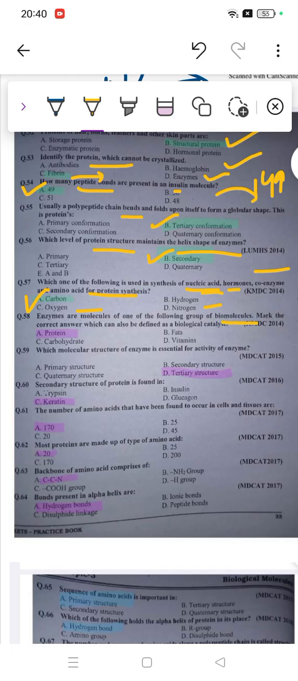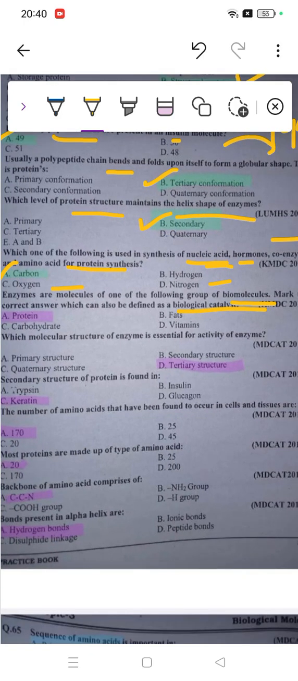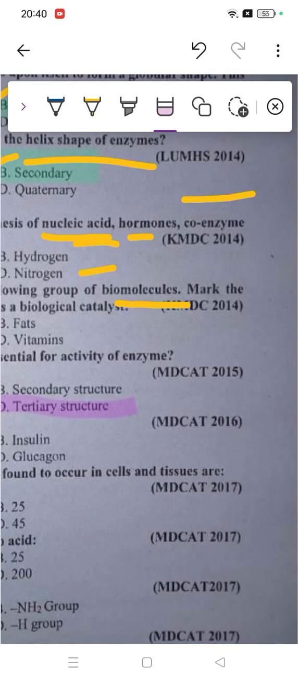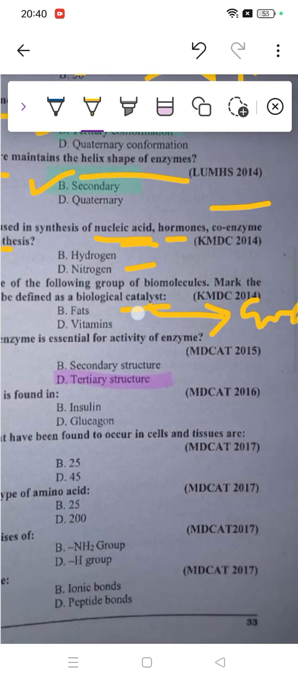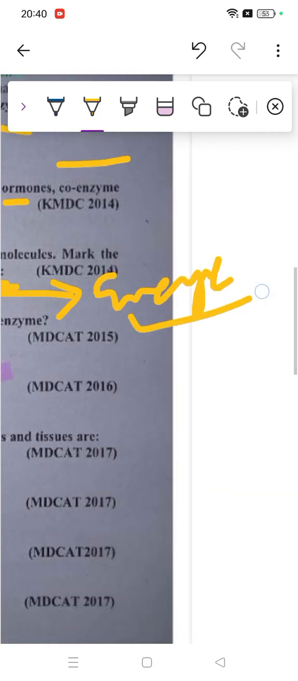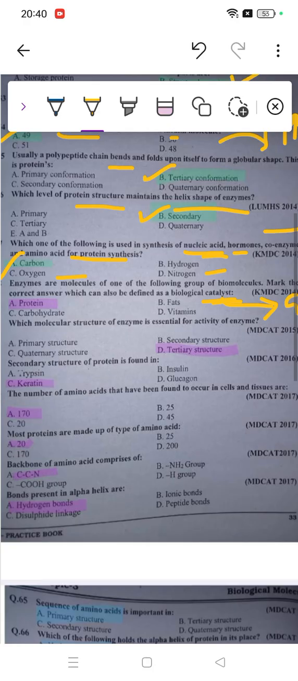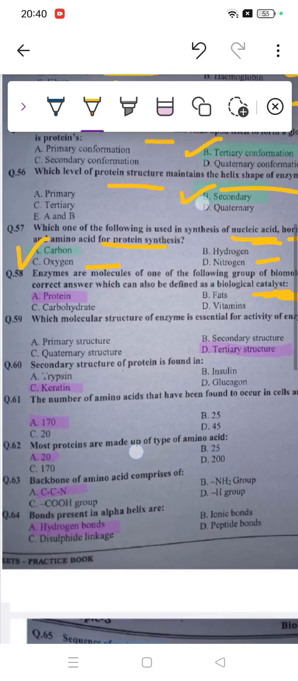Mark the curve which can define the biological catalyst. So we know all enzymes are biological catalysts, and we know what catalysts are. Catalysts do not take part in the reaction, but instead they speed up the reaction. So catalyst means enzymes, and we know all enzymes are made up of protein, either globular protein or any other structure.